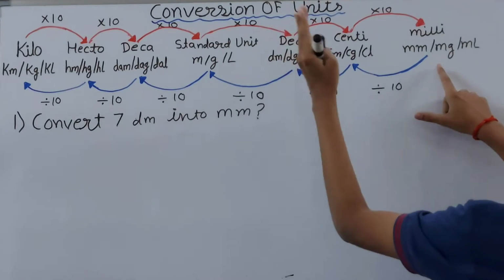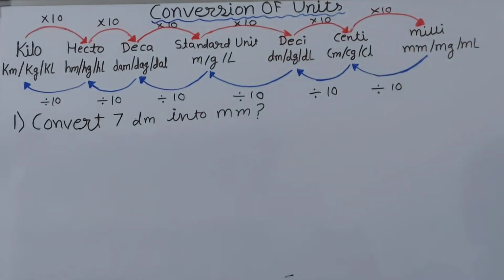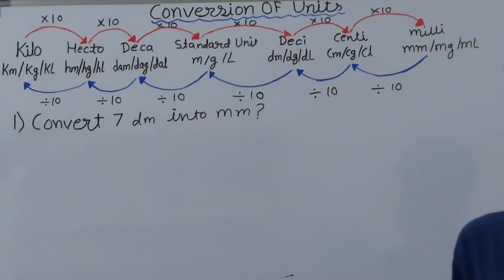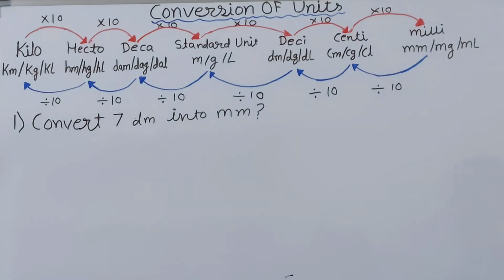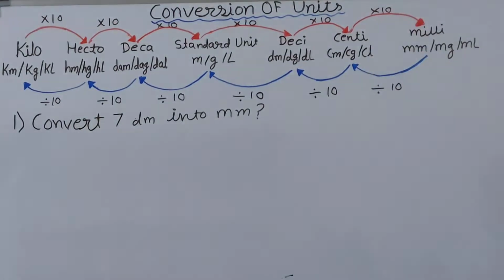So that means we are going from the decimeter to millimeter. That means we are going from a greater unit to a smaller unit. So what will we do? Multiply. Yes. So that means we have to multiply. Now with what do we have to multiply? So here we have to multiply with 10. Always, if we have to divide, we divide with 10 only, and if we multiply, we multiply with 10 only.